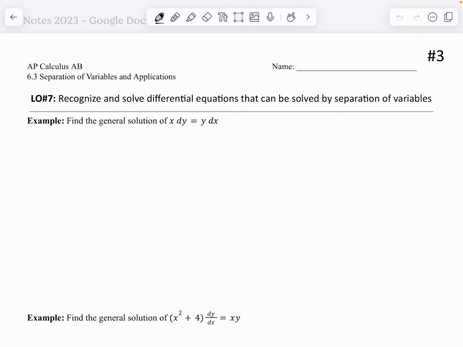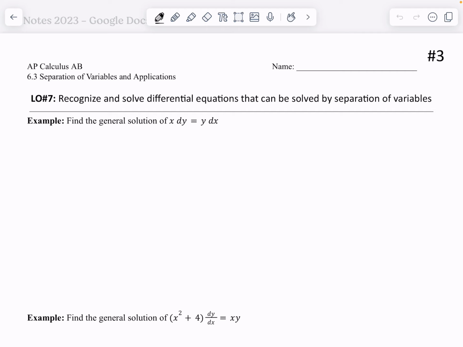Hello. So we're going to do 6.3 today. We're building on what we learned in 6.2. A lot of it is quite similar, but some of the problems get slightly more complicated. So hopefully this clears up any confusion you may have had after section 6.2.